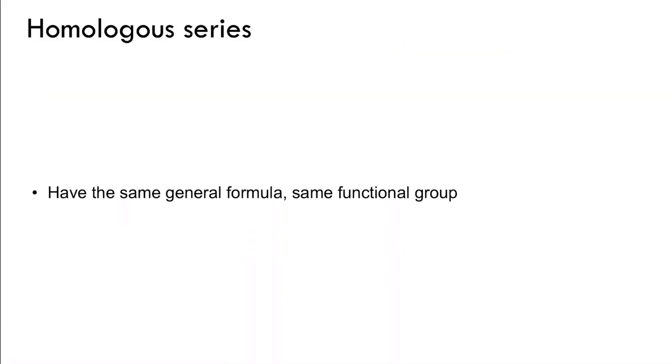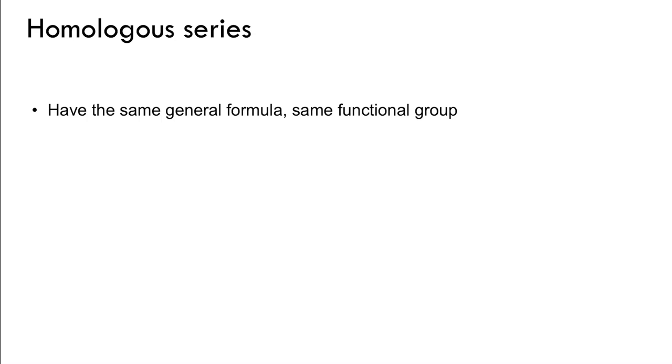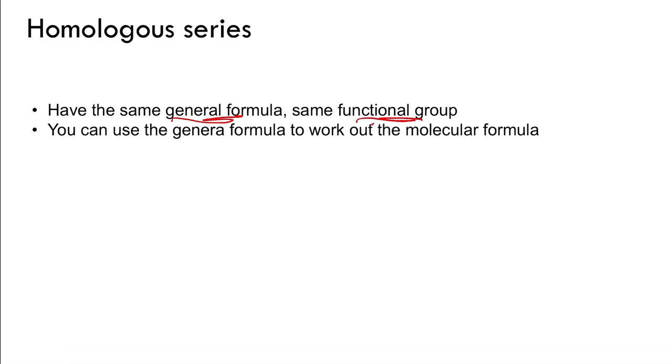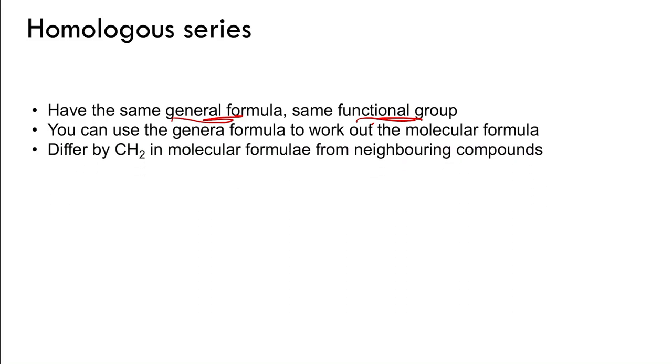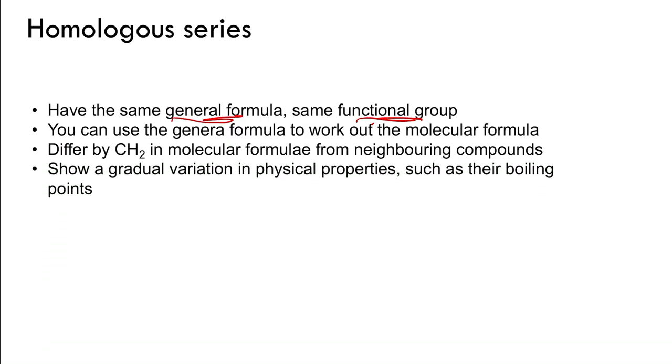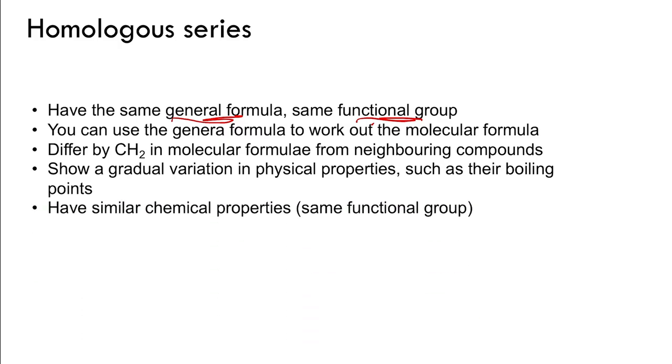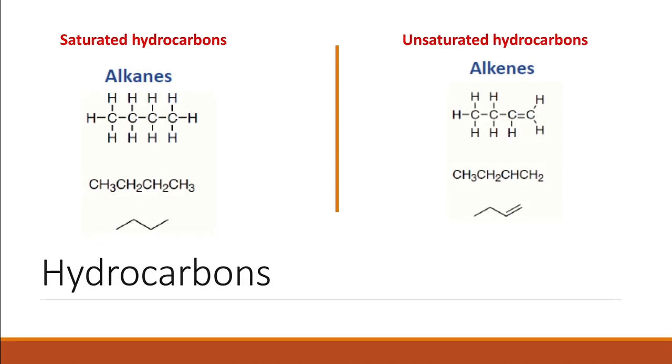Remember that homologous series are series of different compounds which all have the same general formula and the same functional group. So you can use the general formula to work out the molecular formula depending on the number of carbon atoms. They only differ by CH2 in the molecular formula from the neighboring compound, and they show a gradual variation in their physical properties, such as boiling points. And finally, because they all have the same functional group, they react similarly, or they have similar chemical properties.